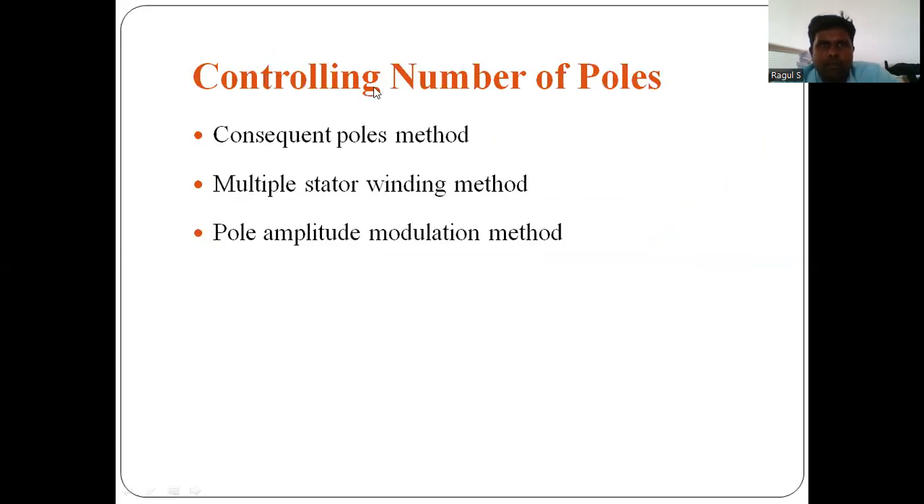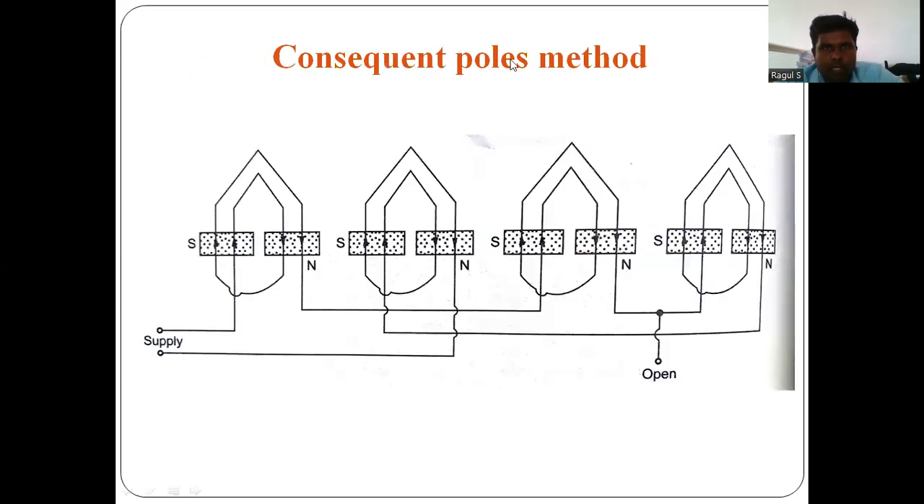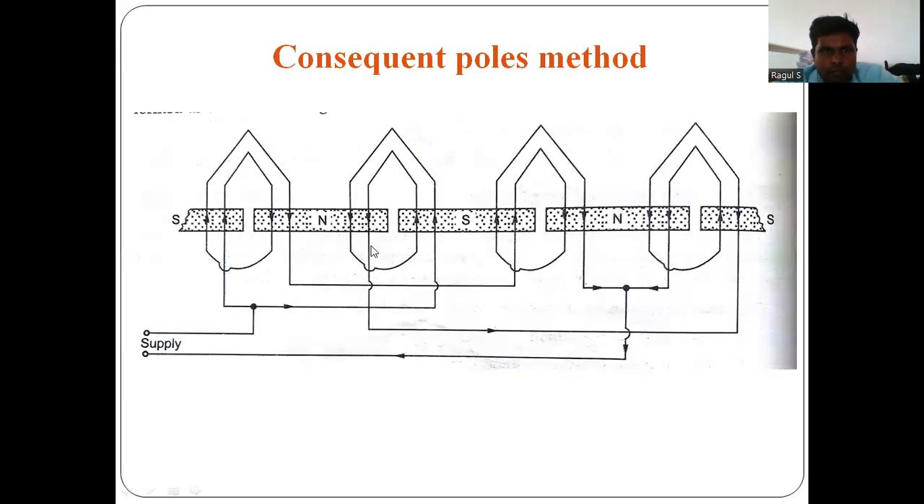Next is controlling the number of poles. Here we have the consequent poles method, the multiple stator winding method, and the pole amplitude modulation method. The consequent poles method consists of polarity states, south pole and north pole, in the magnet. In the consequent poles method, if one leg is a south pole, the next leg is a north pole, the next leg is a south pole, the next leg is a north pole. This alternation is followed in the supply. That means the consequent poles method.